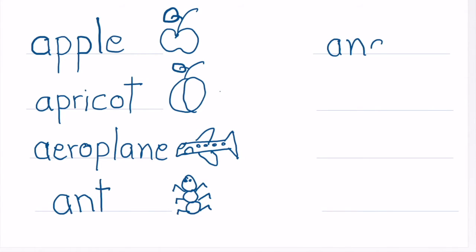Ant. A N T, ant. Ant. And the next word can be starting with A. Angel. Angel.